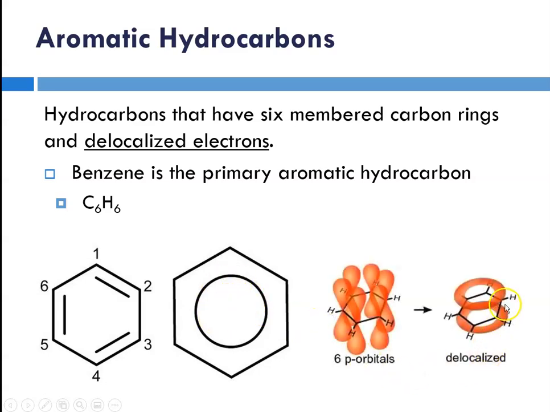And what that means is that the electrons are delocalized. They're not just hanging out in one spot, as this picture would show. And what you actually have is a cloud of electrons in a ring above and below that carbon backbone.